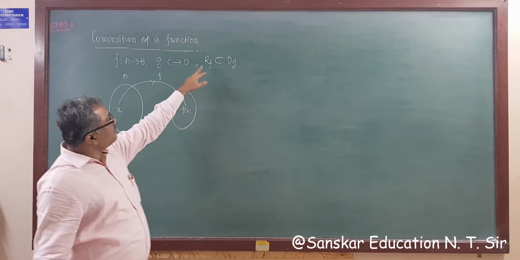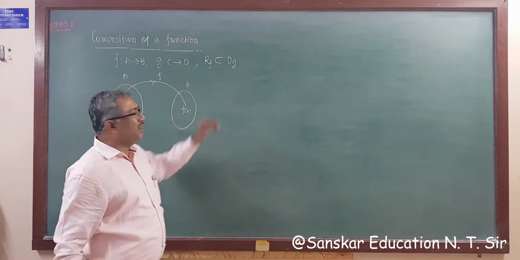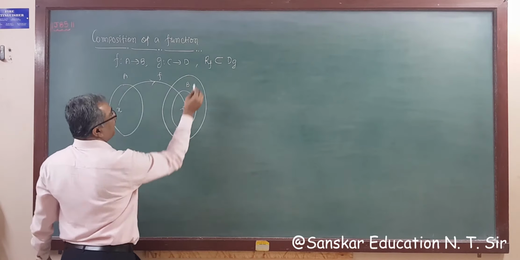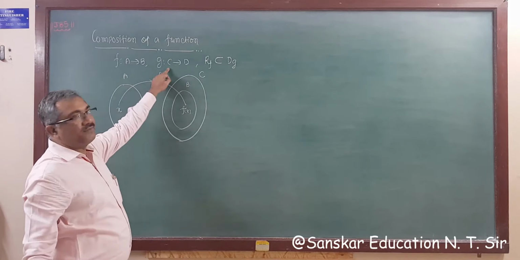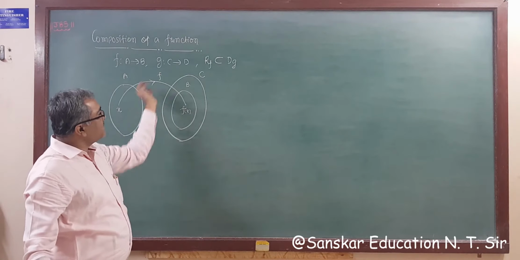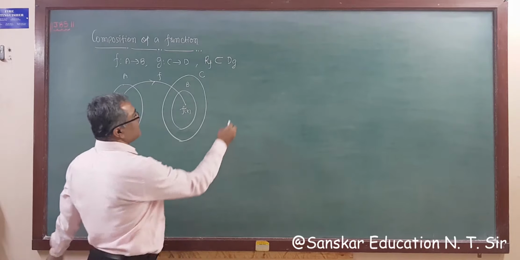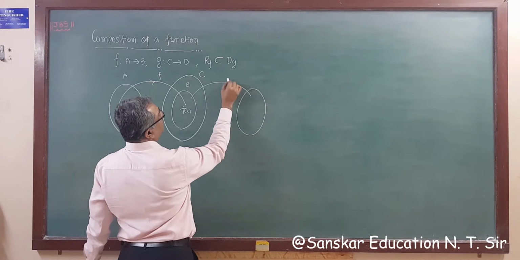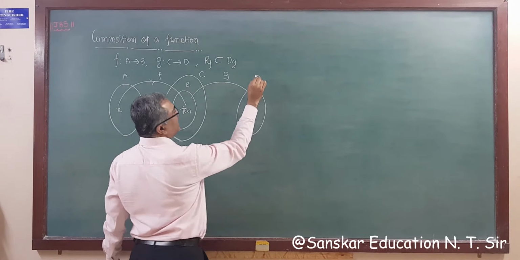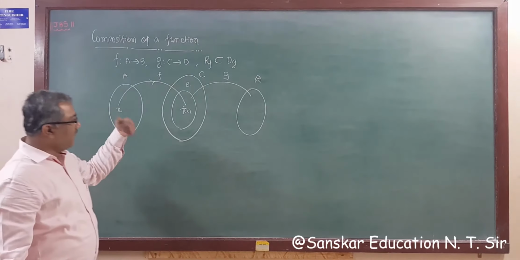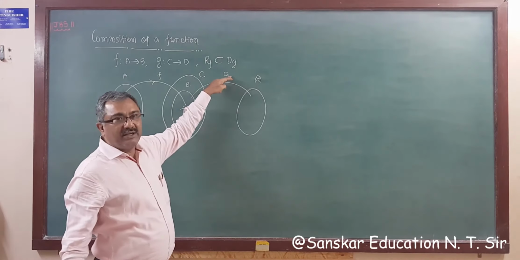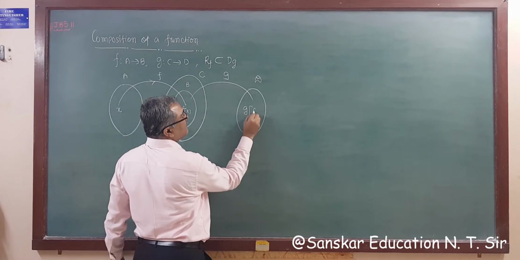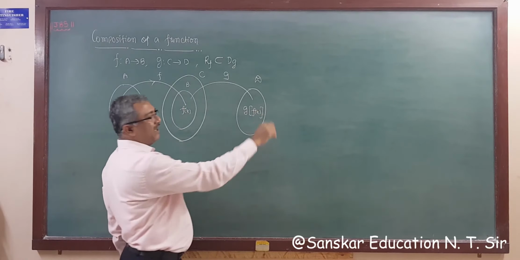Now it is given that the range of f is a subset of the domain of g. That means this is your set C. This is set C, the domain of g. So the range of f is a subset of the domain of g, and g is a function from C to D. So this is the function g and this is D. Then if we take f(x) with respect to g, the image of this function g is g of f of x.